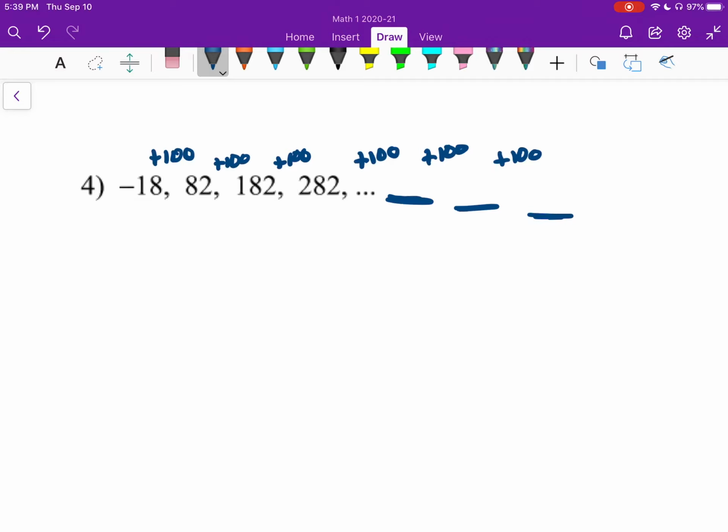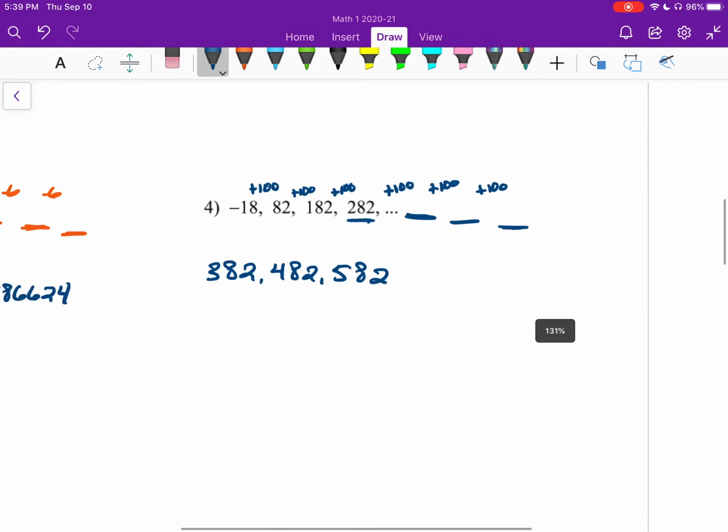Okay. And again, I think we can do this in our head. We have 282 plus 100 gives me 382, plus 100, 482, plus 100, 582. And there's our answer.